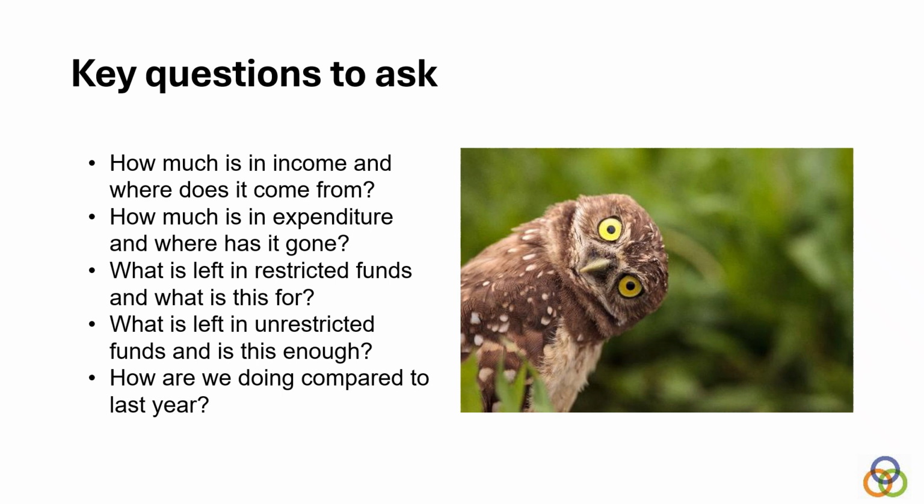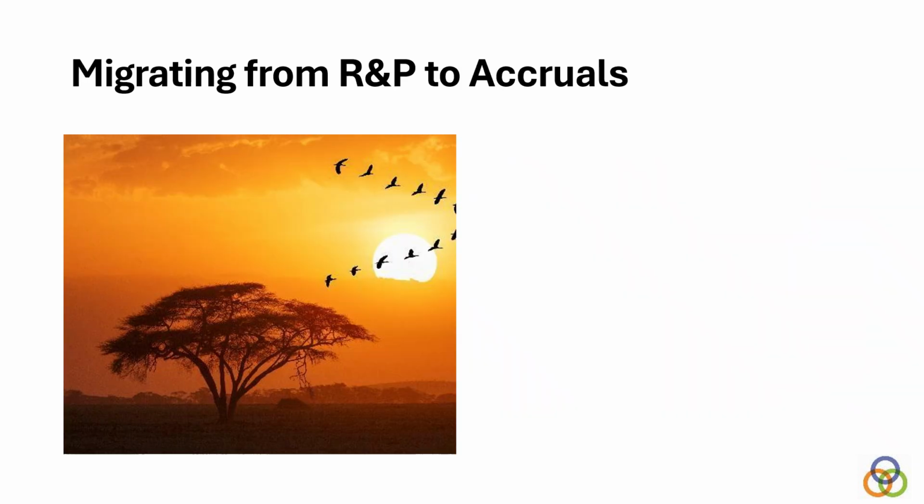And so key questions to ask: how much do we have in income? Where does it come from? How much did we have in expenditure? Where did it go? What is left in our restricted fund? What is that for? Is it an underspend? Do we need to give it back? Is it to be carried forward to next year? Normally, restricted surpluses and deficits are down to timing. The income's come in before the money's gone out. And what is left in unrestricted funds, and is this enough? If it's all liquid, it's going to be our reserve. Is it within our reserve range, within our reserve policy? And how are we doing compared to last year?